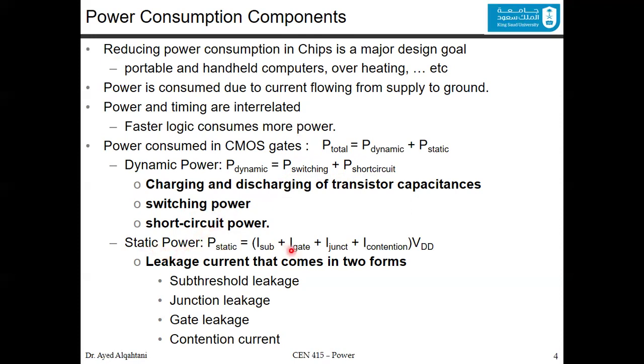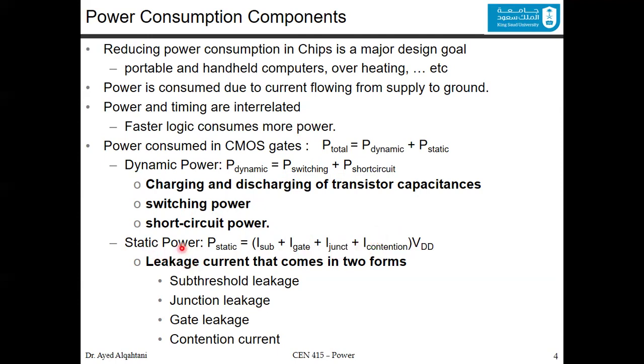Now, for the static power, we have four components: the subthreshold power, or the power consumed because of the subthreshold current. The other one is because of the gate current. The third one is because of the junction current. And the last one is because of the contention current. We will focus on the subthreshold current and the gate current. For the junction and the contention, the contribution will be negligible.